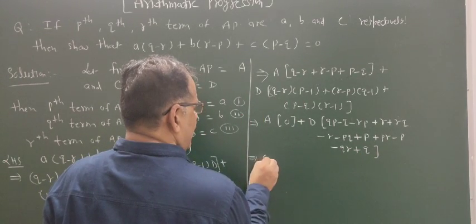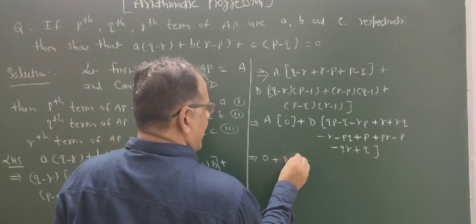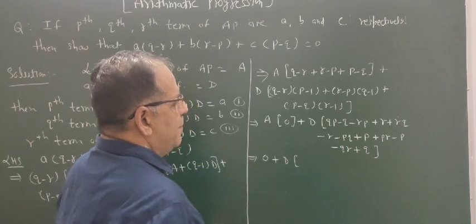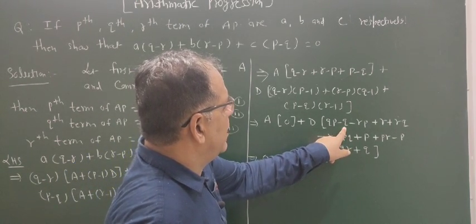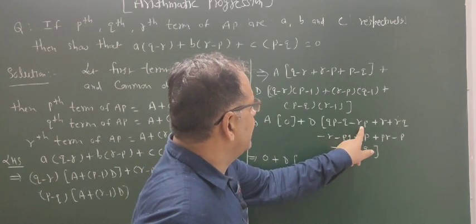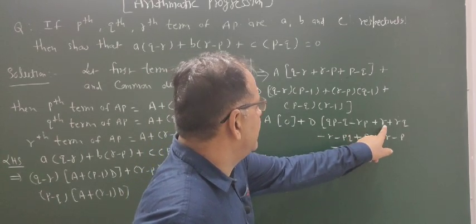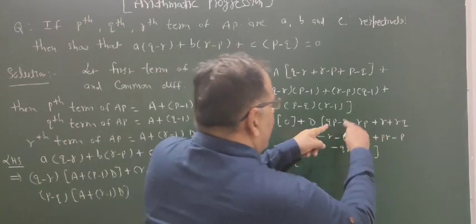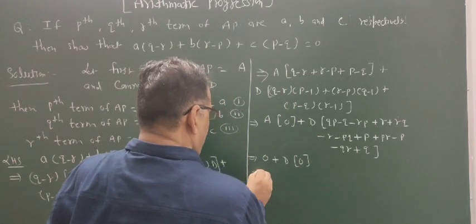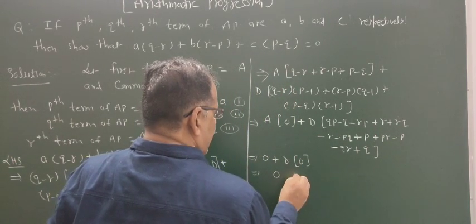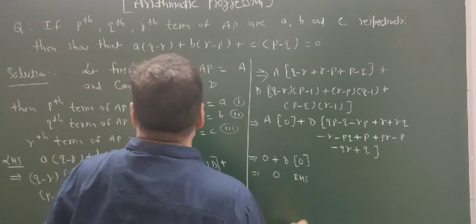So this becomes 0 plus d again, and now inside the bracket you have plus qp cancelled by minus pq, minus q cancelled by plus q, minus rp cancelled by plus rp, plus r cancelled by minus r. So all the values are cancelled out, so you have again 0. So finally you have 0. This is the right hand side of our question.